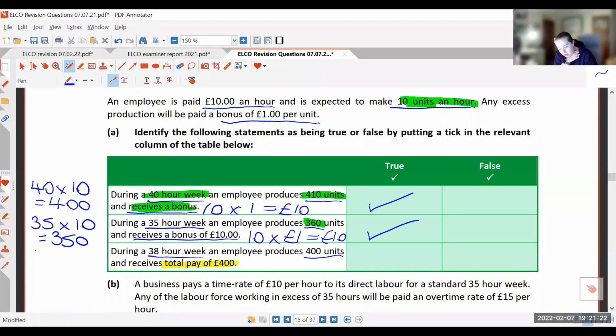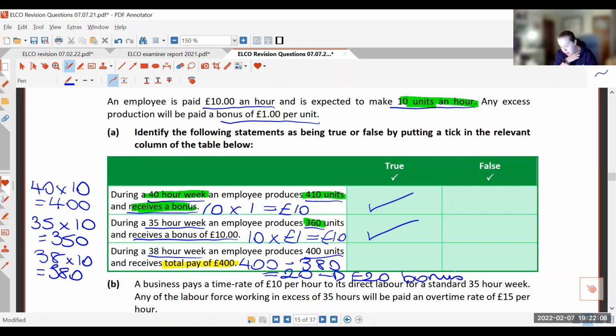So again, we'll do our very straightforward calculation to start. They've worked a 38-hour week. They've done a minimum 10 units an hour, we hope. So they should have done 380 units in that 38-hour period. So we've actually got 400 units. So they've got 400 that they've made minus the 380 minimum. So they've done 20 units extra. So that will give them a £20 bonus, because 20 times £1 per unit.